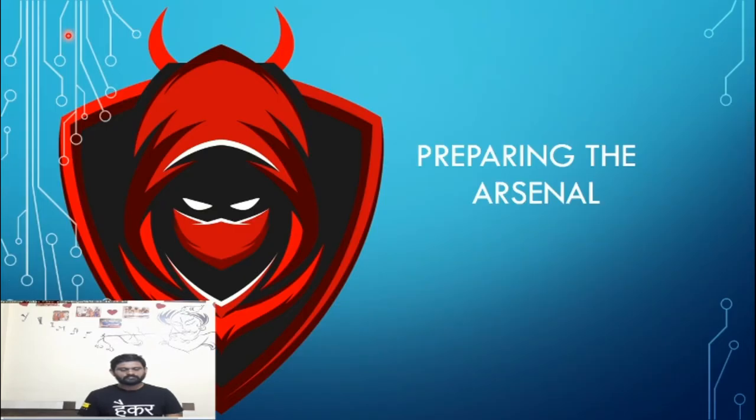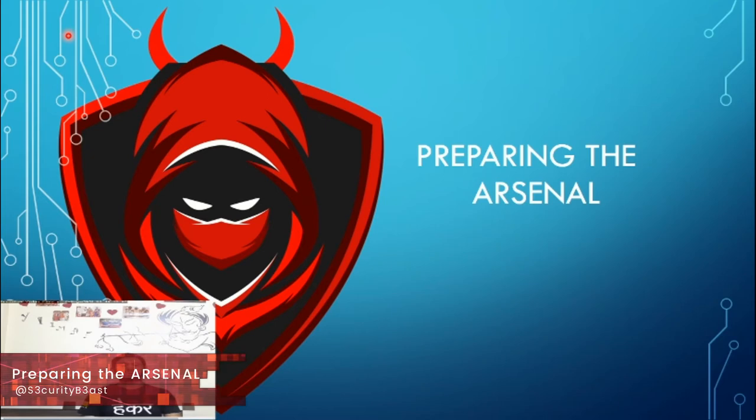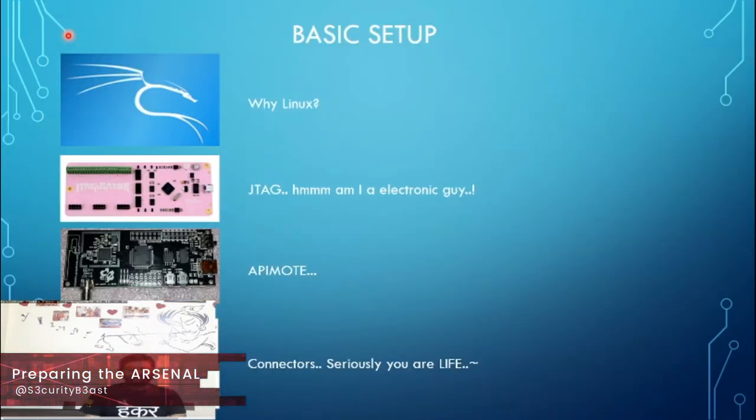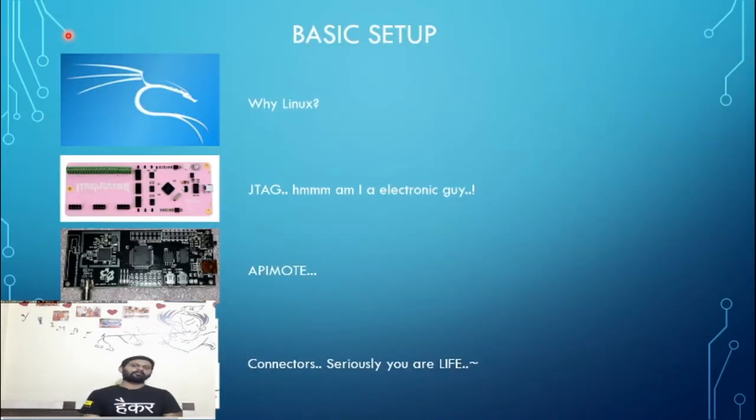But before we start, we need to set up our machine. So how can we set up our machine? Meaning, what are the minimum requirements to get started with IoT? The first important thing is a good operating system. And I believe Linux is the best operating system for pen testing IoT devices. Why? Number one, it has seamless integration with QEMU. And with QEMU, you can emulate any binary, like MIPS binary, ARM binary.